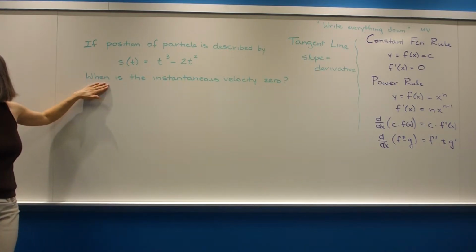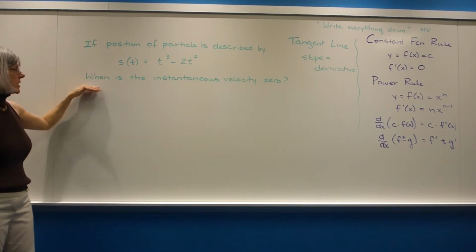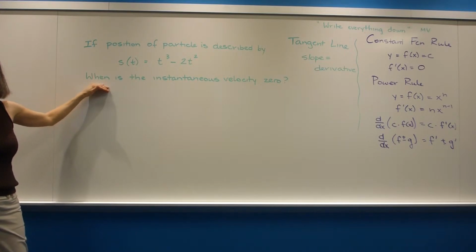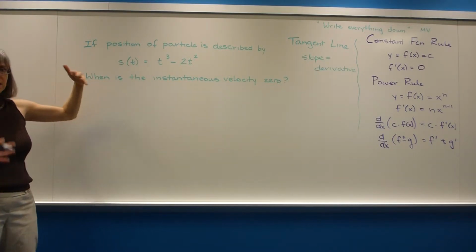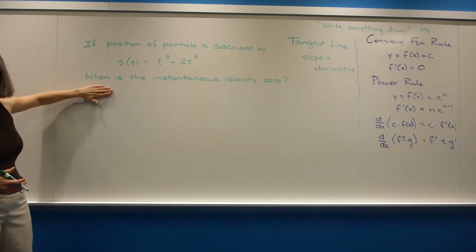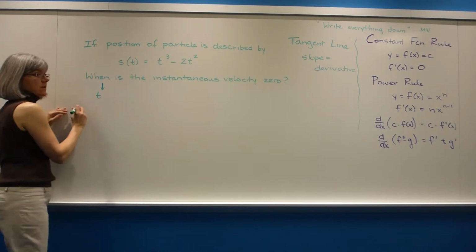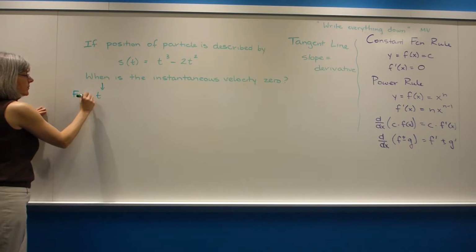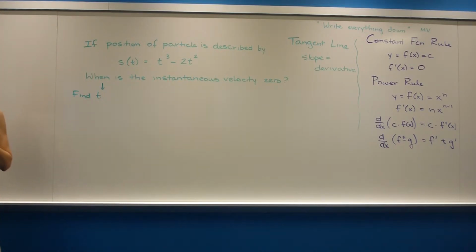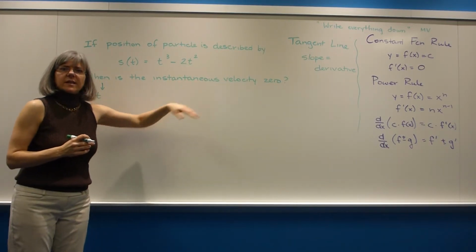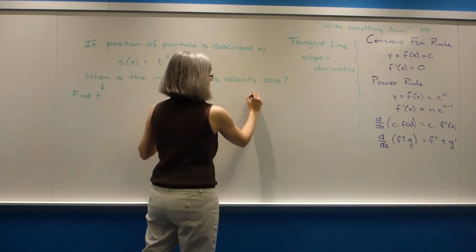The answer to a when or a where question is an x value, or in this case, a t value. So if I say what is the instantaneous velocity, then the velocity is the answer. If I say when or where, in this case when, it's a t answer. So this says I'm looking for t. What do I know about finding t? I know that the instantaneous velocity is 0, so something equals 0.